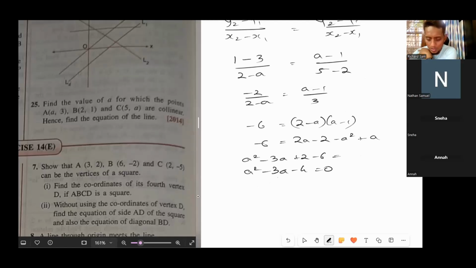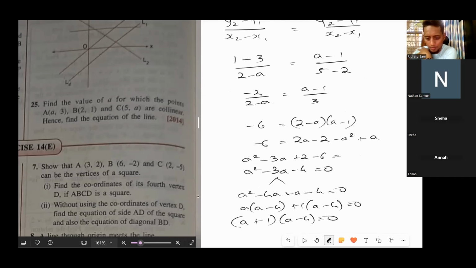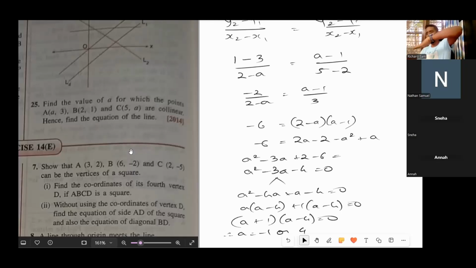Alright. So if you split this, it will become A square minus 4A plus A minus 4 is equal to 0. So A into A minus 4 plus 1 into A minus 4 is equal to 0. So A plus 1 into A minus 4 is equal to 0. So A is equal to minus 1 or 4. Okay, correct. So yeah, A can be two values. It could be minus 1 or it could be plus 4. If you put A is equal to minus 1, you'll have a line like this. If you put A is equal to 4, you might have another line, but you still get a straight line. So you have two values for A.